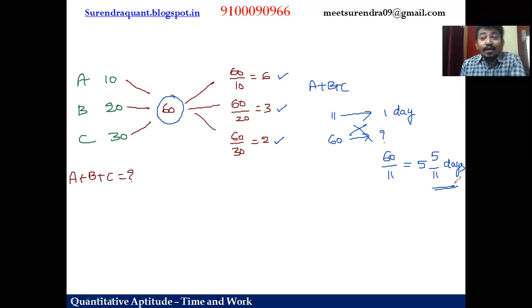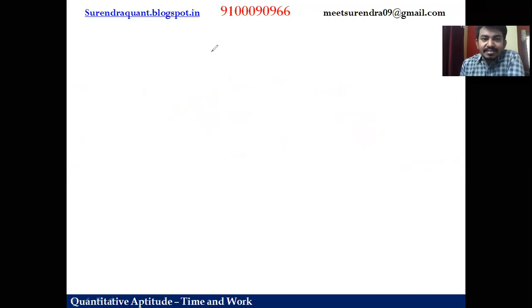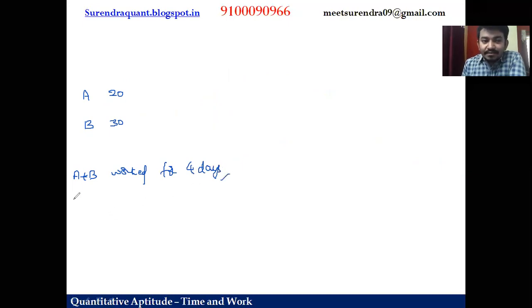Now let us take one more numerical. I'll tell you the advantage of this method in the next numerical. Let us consider A can do the work in 20 days, B can do the work in 30 days. Now they work together for 4 days. A and B worked for 4 days. Then what fraction of the work is left?